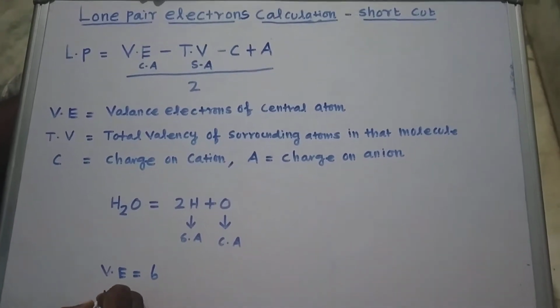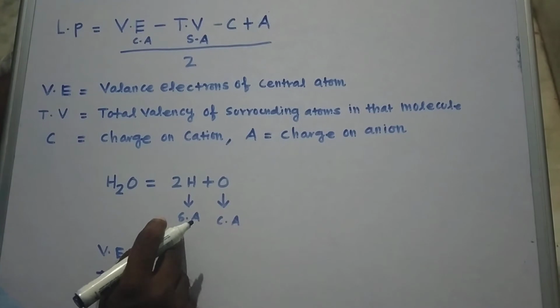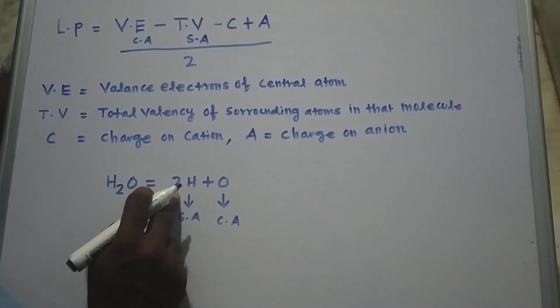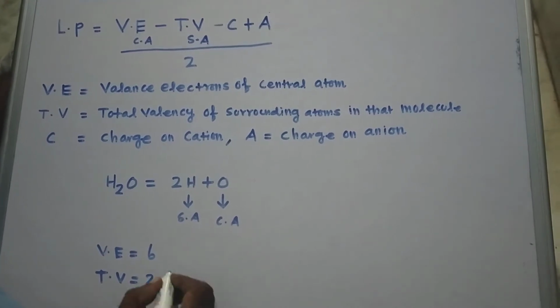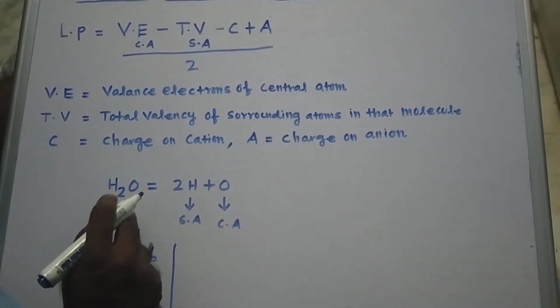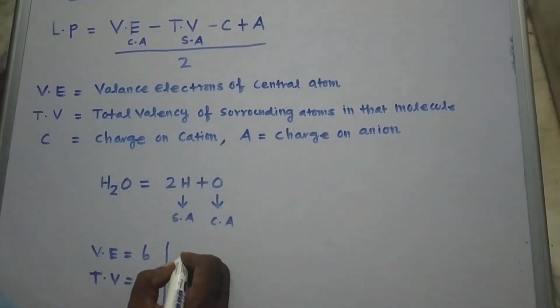Then TV, the total valency of the surrounding atoms. Here, hydrogen is monovalent. There are 2 hydrogen atoms, therefore TV is equal to 2. This is a neutral molecule, there is no plus or minus charge. Substitute these values in this equation.